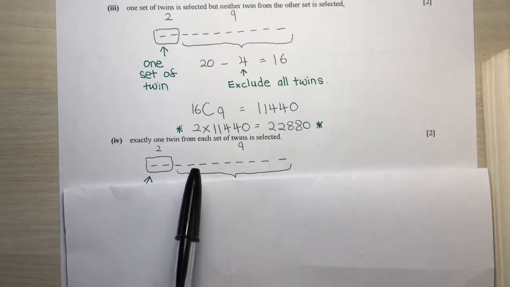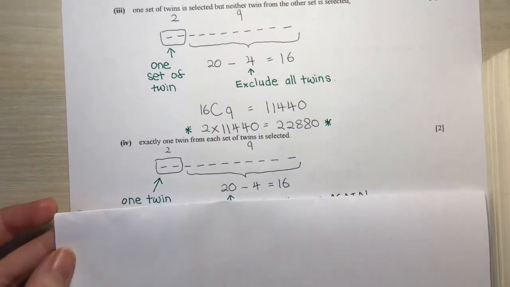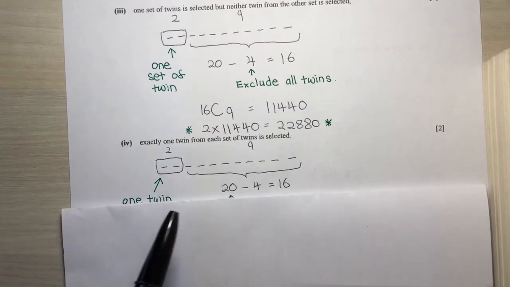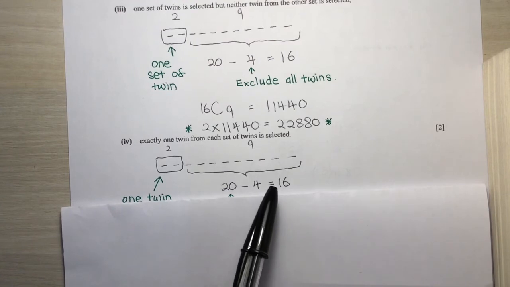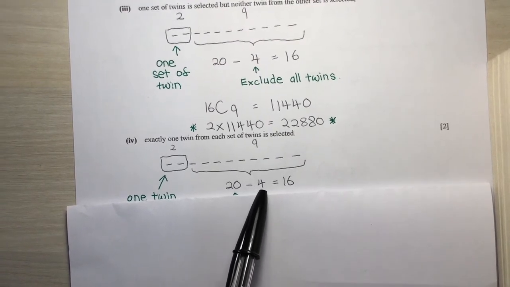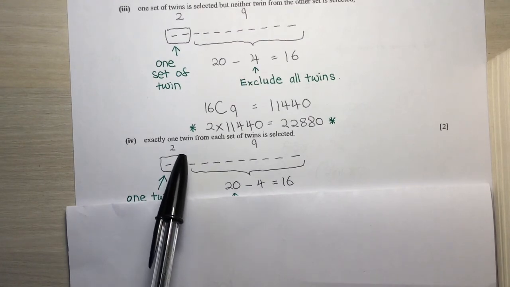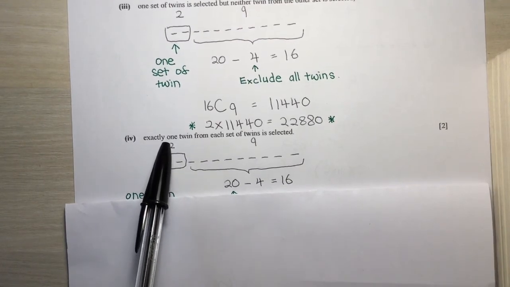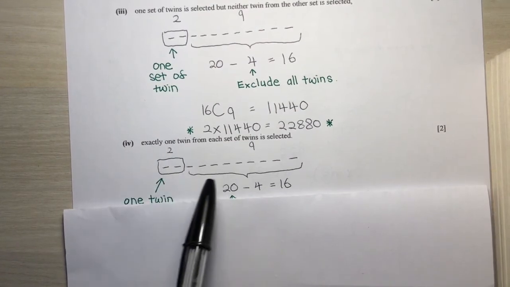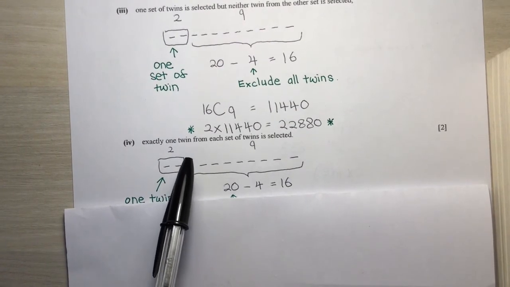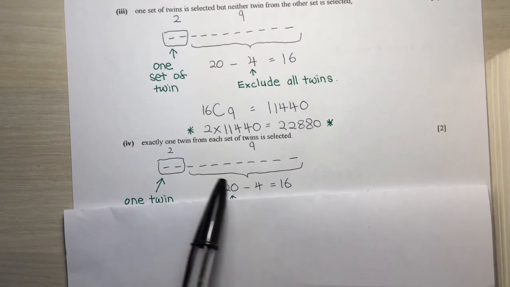So which leaves us the remaining 9 spaces to be filled in, and we have only 16 people to choose from, again, for the remaining 9 members in the team, because we have to exclude all 4 of the twins. We cannot have more than 2. We cannot have all the twins inside the team. We cannot have any one of the twins inside the team. So we have to exclude all the twins over here.